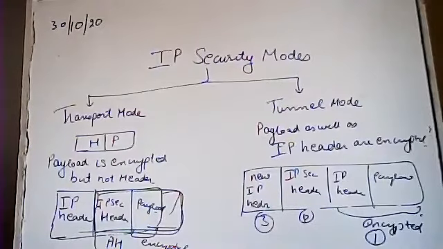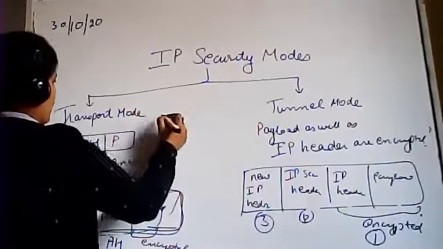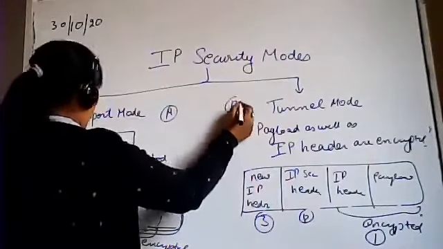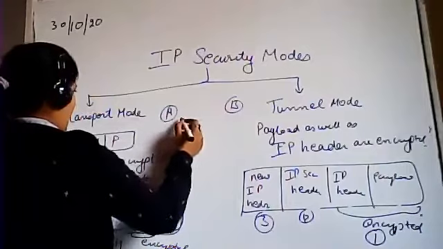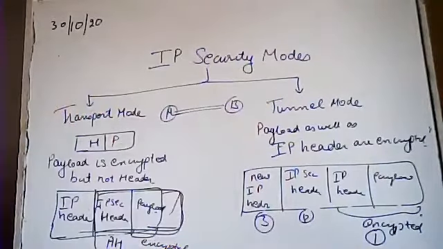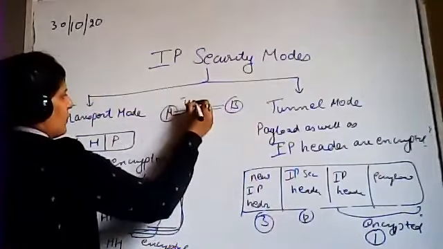Now again, with an example I will tell you. Let's suppose we have two endpoints over here, A and B. When we have end-to-end communication, that is A to B directly, at that time we are using transport mode.